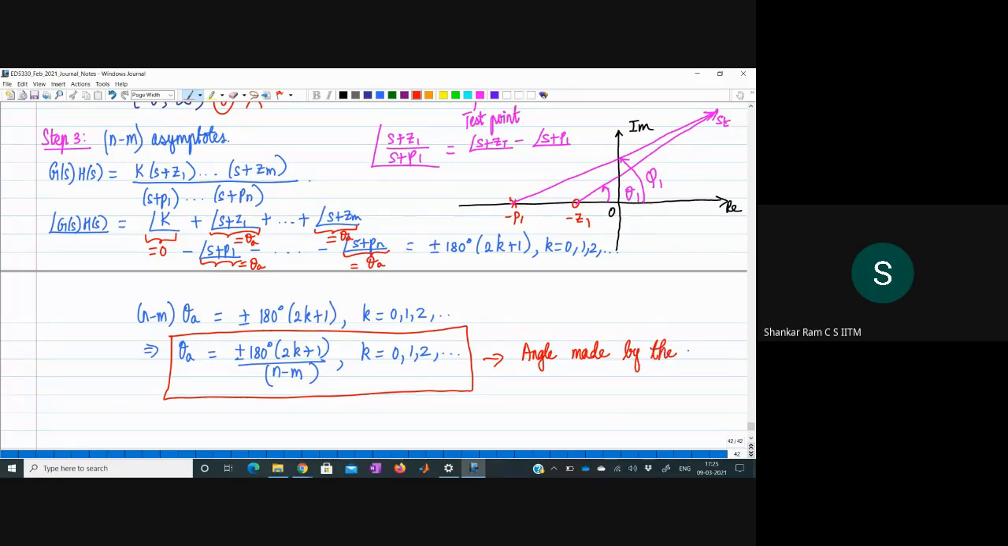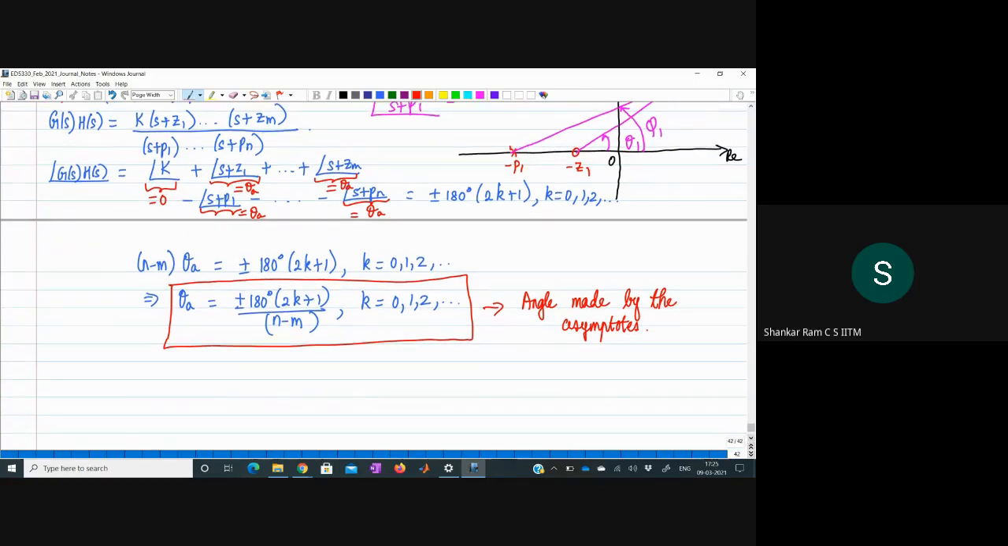Once again, please note that there are n minus m asymptotes, and the notion of asymptote is valid only when m is less than n. Otherwise it is not valid. So when m is equal to n, there are no asymptotes. So in our current problem, n is equal to 2, m is equal to 0.